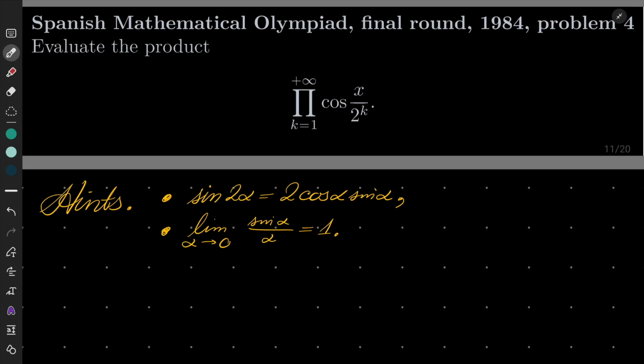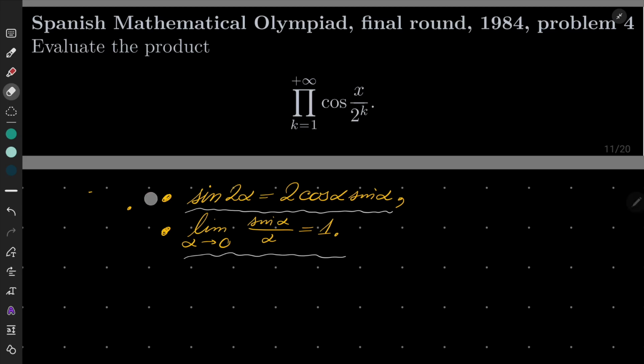My hints are the following. The crucial one is the formula for sine of double angle: sine of 2 times alpha is 2 times cosine of alpha times sine of alpha. And the second well-known fact is that the limit as alpha goes to 0 of sine of alpha over alpha equals 1. So give this problem a try and see you in a minute.